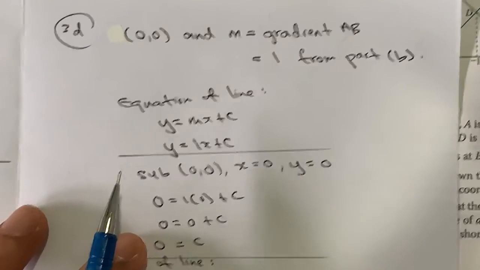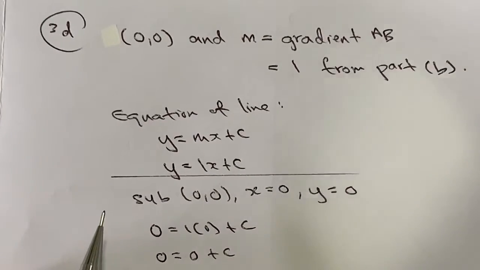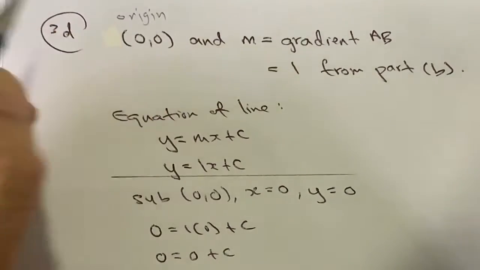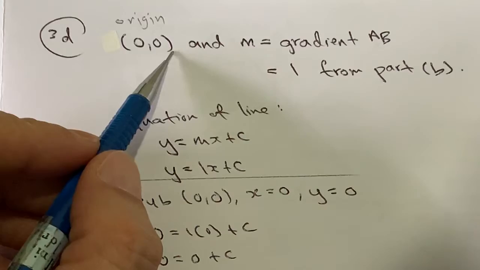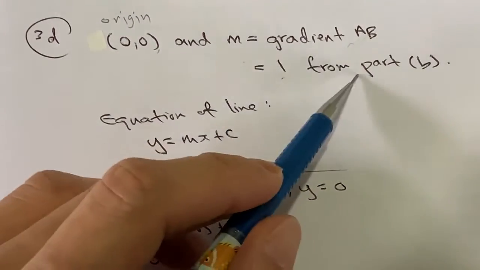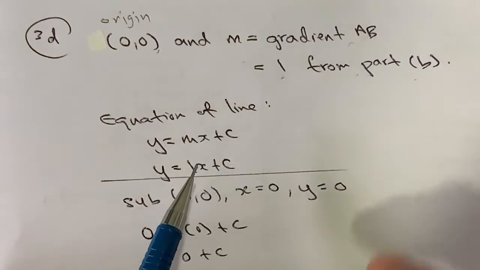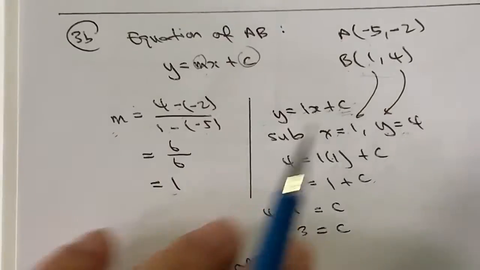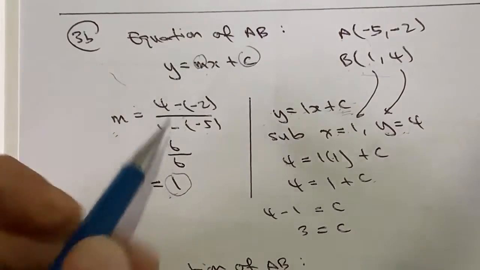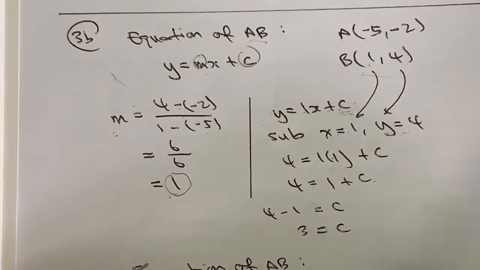Okay, so the last part of the question, you are given a point. Okay, it was origin. So this is origin, 0, 0. And the gradient is the same as AB, and the gradient is 1 from the previous part B. So which previous part B is it? If you look at 3B just now, we already have a value of m equals to 1 for the equation of AB. So this is the gradient of AB, 1.